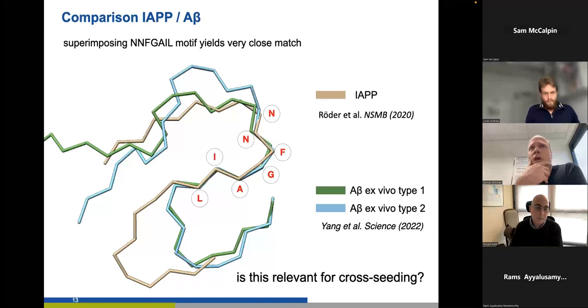And when the ex vivo structures from Sjors and Michel came out, we looked at those, and it's interesting that they are most similar to the IAPP structure in exactly this NNFGAIL motif. So they superimpose extremely well. This is even more compelling than the comparison with the in vitro structure. There's some similarity in the C terminus, but the main structural similarity is in this NNFGAIL motif. And I could well imagine that this is really relevant for the cross-seeding properties, because this forms a very nice template for the cross-seeding.